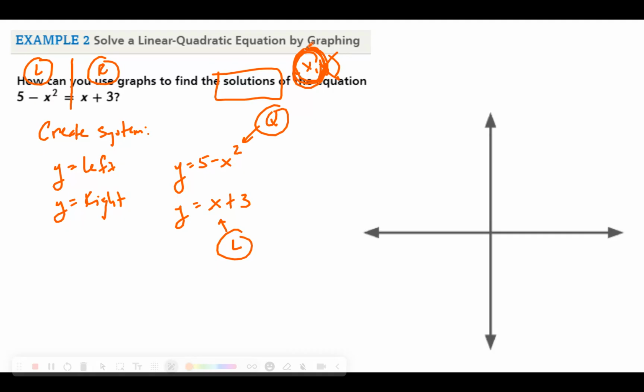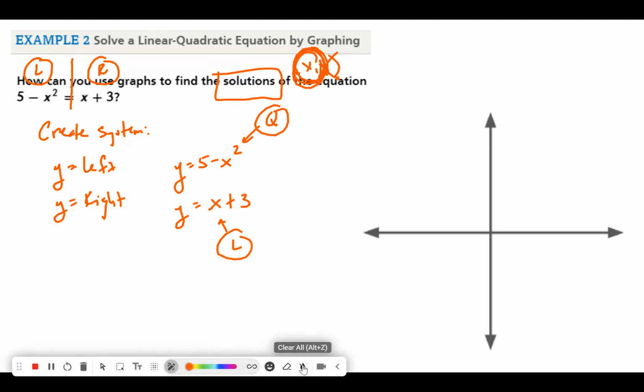Okay? So again, notice I gave you the same kind of generic axes. So when you graph this in Desmos, I just want a nice graph with the points of intersection labeled very explicitly, right? So I know what you're doing. So 5 minus x squared and x plus 3. Okay, so let's go to Desmos and do that.